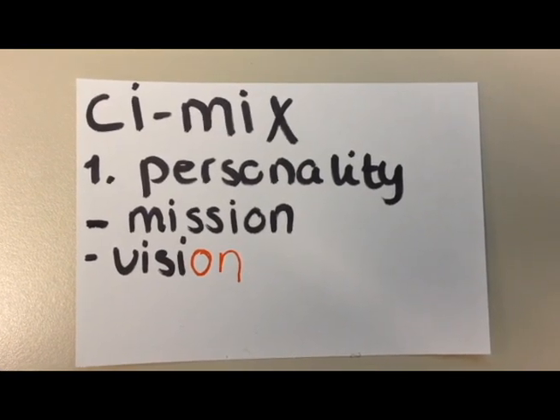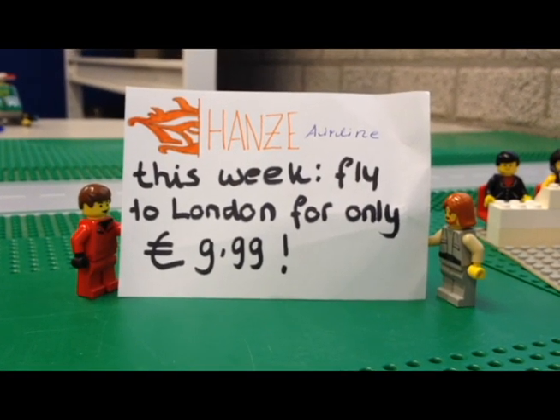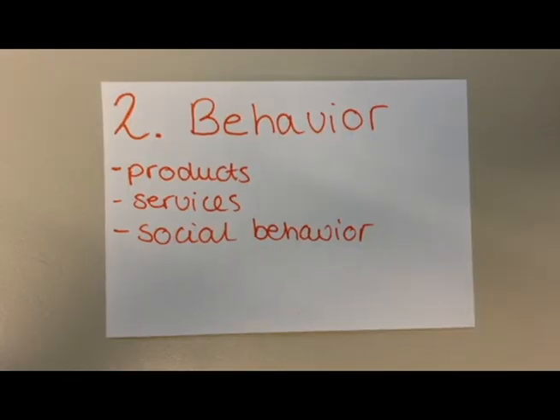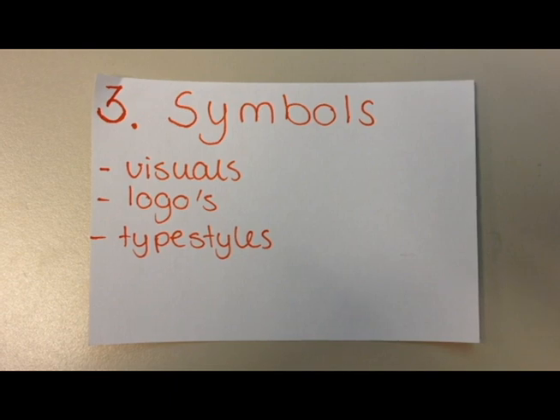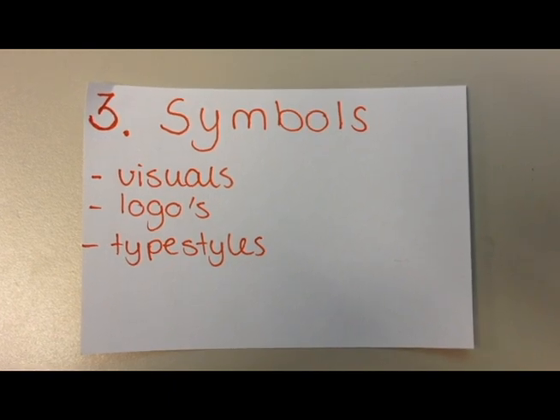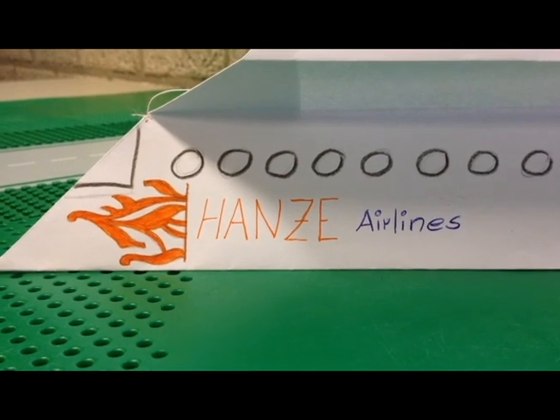1. Personality. The mission of Hansa Airlines is to give students the opportunity to see the world in a cheap way. 2. Behavior. Hansa Airlines provides flights as a product. 3. Symbols. Symbols can be visuals, logos, or type styles. A symbol of Hansa Airlines is the orange logo.